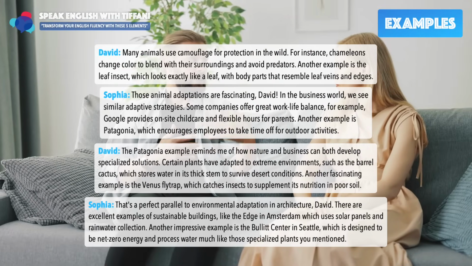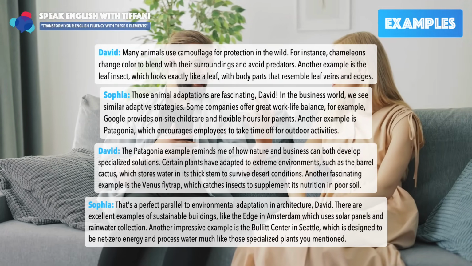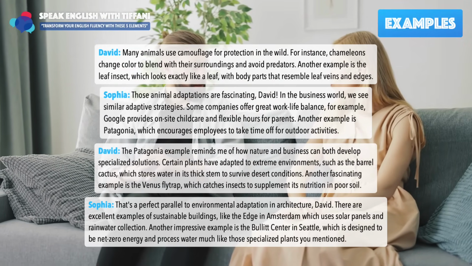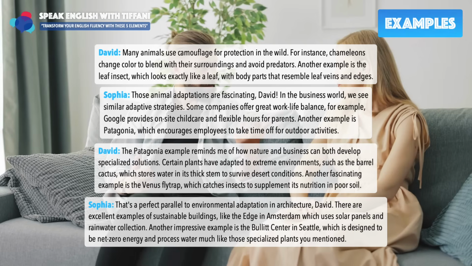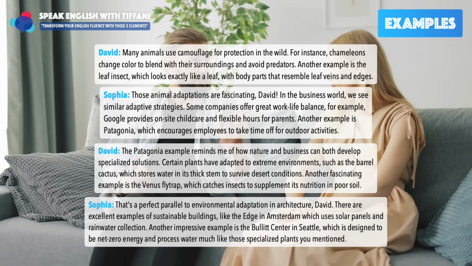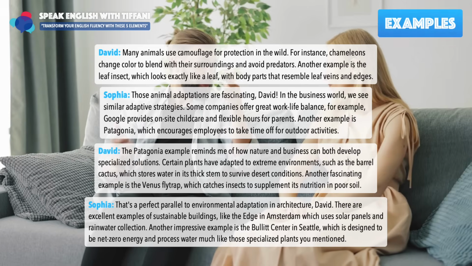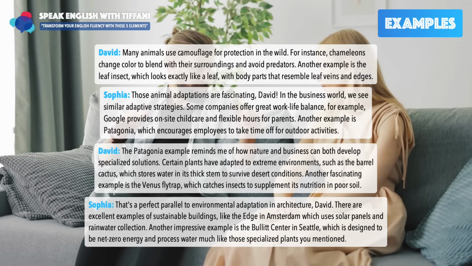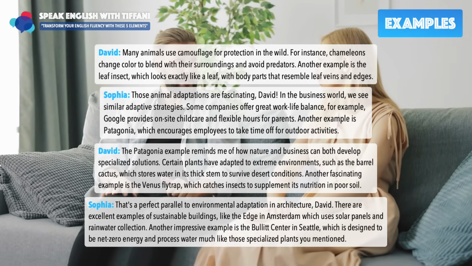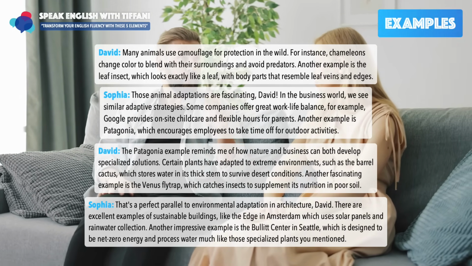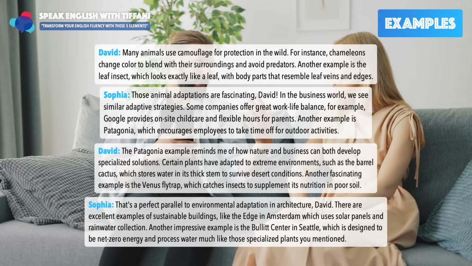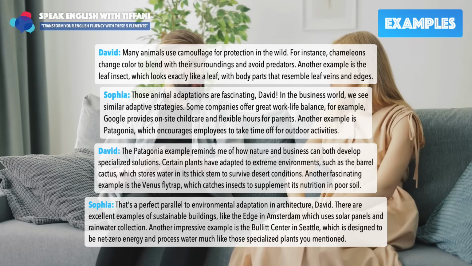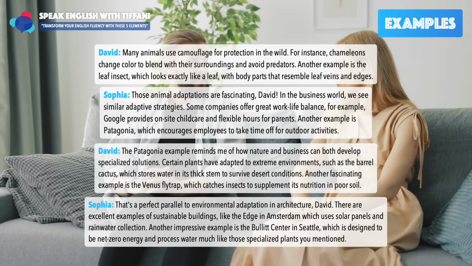Sophia now says, "That's a perfect parallel to environmental adaptation in architecture, David. There are excellent examples of sustainable buildings, like the Edge in Amsterdam, which uses solar panels and rainwater collection. Another impressive example is the Bullitt Center in Seattle, which is designed to be net zero energy and process water much like those specialized plants you mentioned."